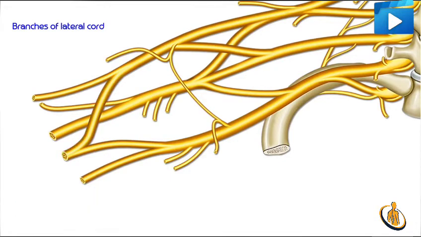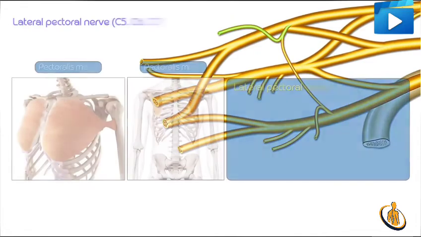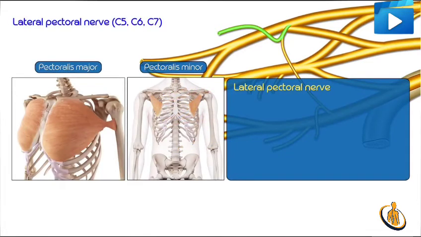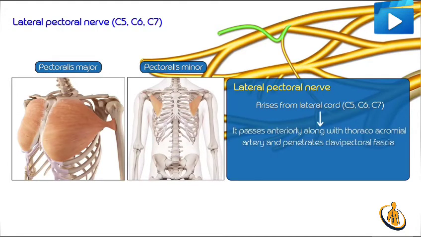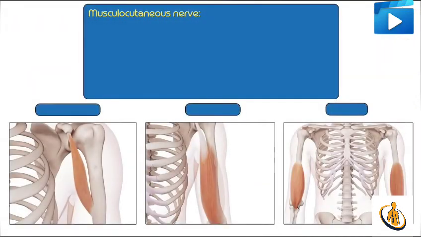And if we discuss one by one, first one is the lateral pectoral nerve. The lateral pectoral nerve, as I already told you, arises from the lateral cord of the brachial plexus, and it has a root value of C5, C6 and C7. It passes anteriorly along the thoracoacromial artery and penetrates the clavipectoral fascia, where it gives innervation to the pectoralis major as well as minor muscles.